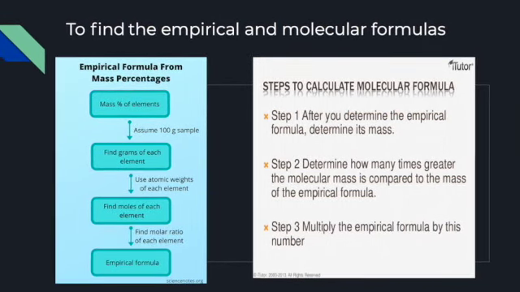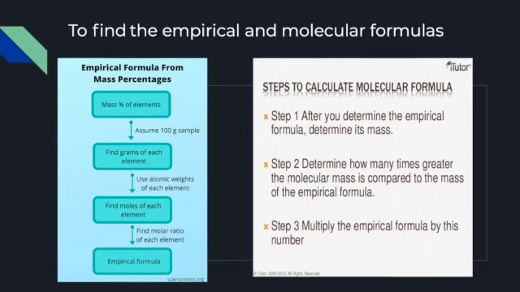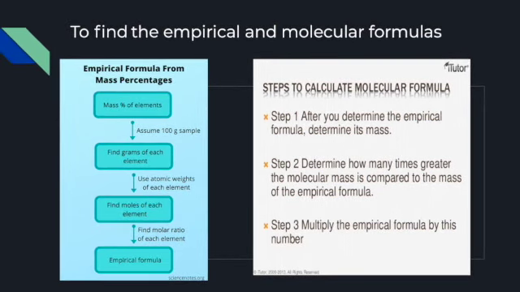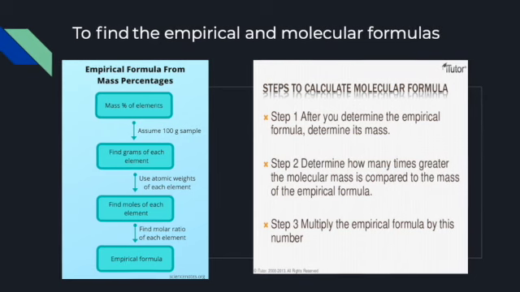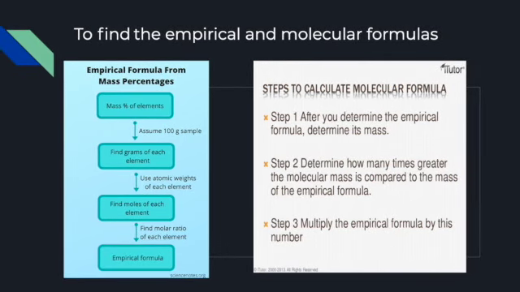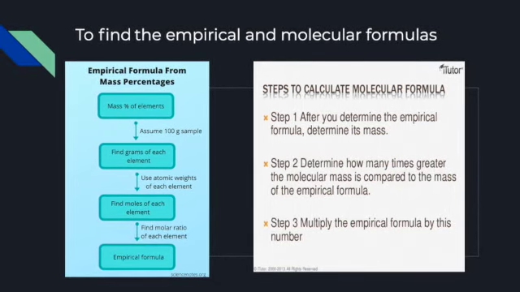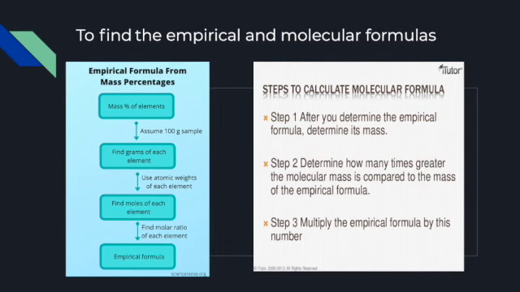Once we've determined the empirical formula, we can then determine its mass, and then determine how many times greater the molecular mass is compared to the mass of the empirical formula. We are then going to multiply the empirical formula by this number in order to get our molecular formula.